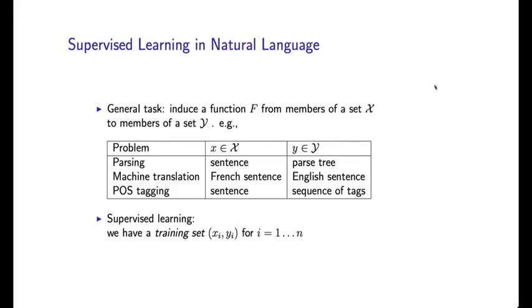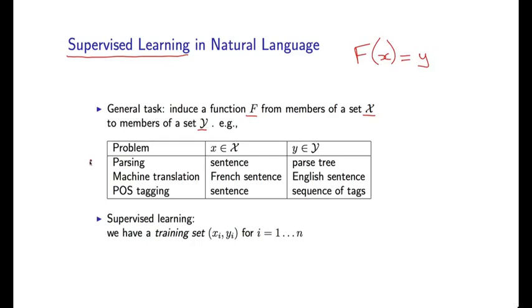So let's first give a brief review of what we've seen so far in this class. Many of the problems we've considered involve supervised learning. In supervised learning problems, the general task is to learn some function, capital F, that maps members of some set, capital X, the set of possible inputs, to members of some set Y, the set of possible outputs. So we're going to have some function, capital F, which maps some X to some Y.